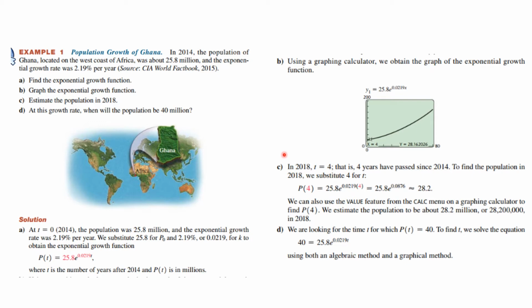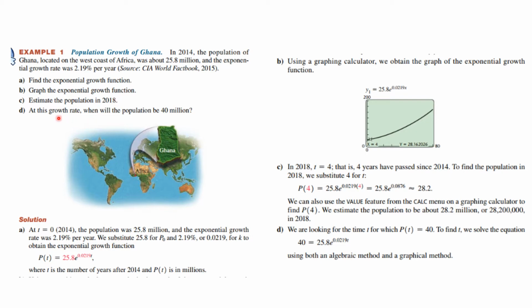We can graph this equation using a graphing calculator, and here the scale is in millions. You do have to make sure that your window is chosen correctly, but you should be able to get this graph. Here we're estimating the population in 2018. Now in 2018, that means t is 4. So we substitute 4 into the equation. Either use your calculator directly on this, or you could use the calc menu to find out what x equal 4 is, and you find out it is about 28.2.